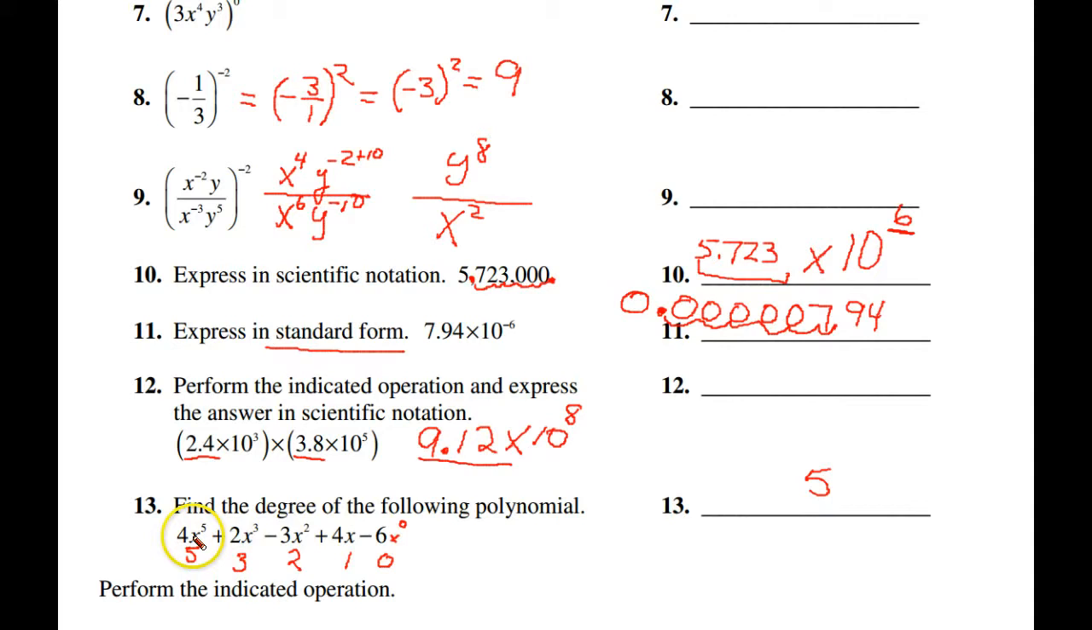A suggestion would be find the degree of each term. And the degree of a term is the exponent or sum of exponents on the variable within a particular term. And these are all single variables, so rather easy to do.